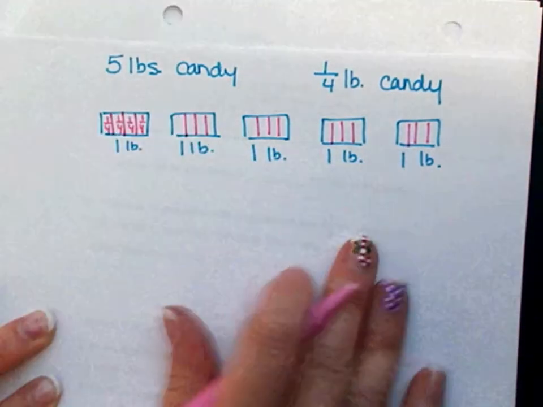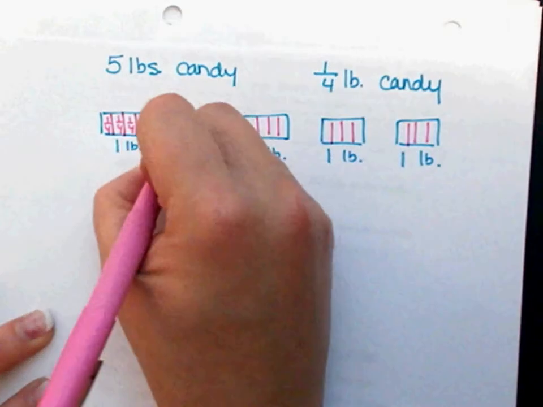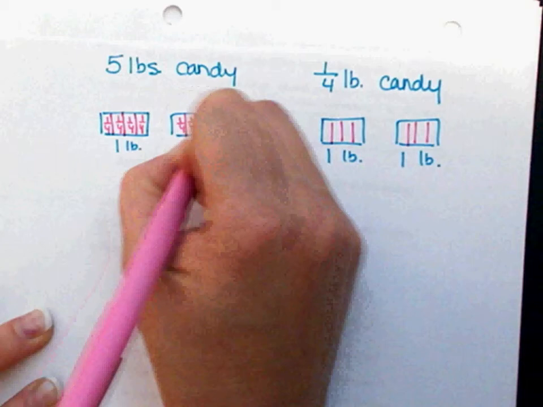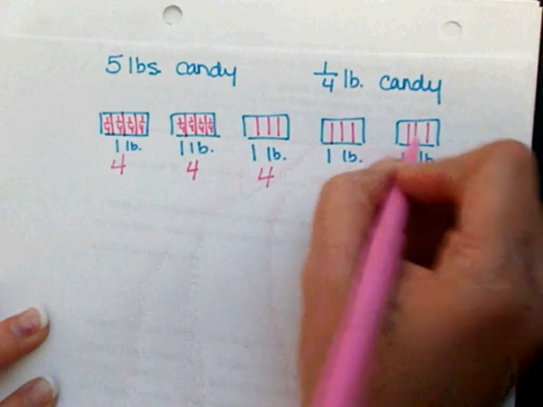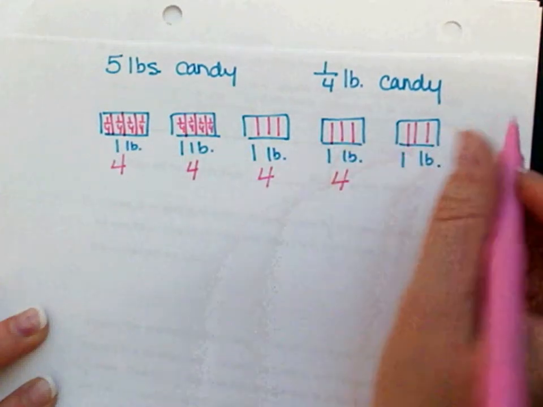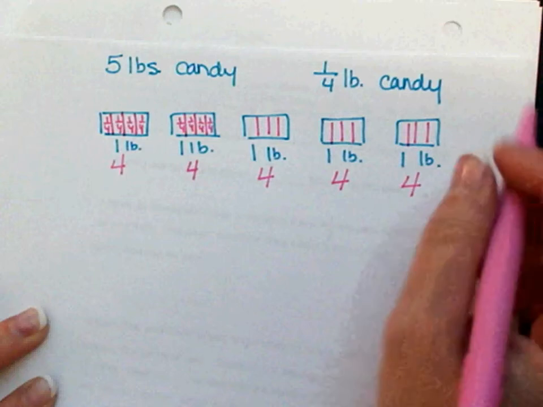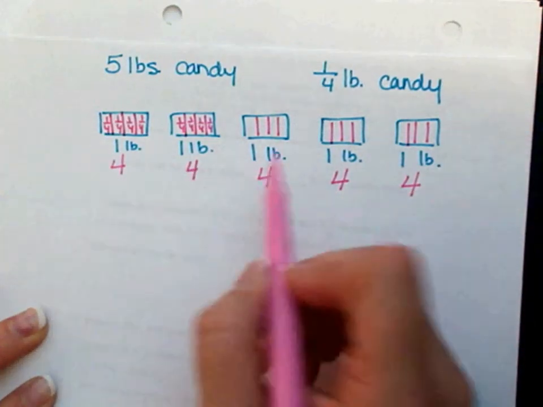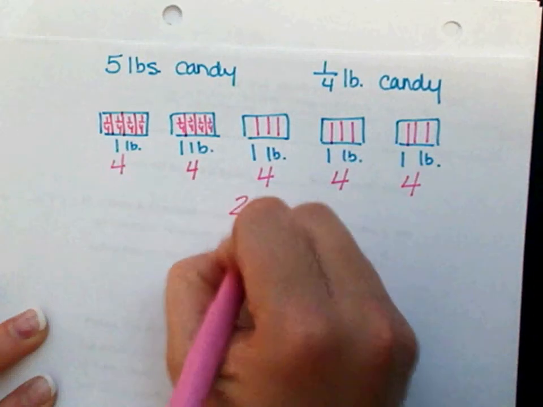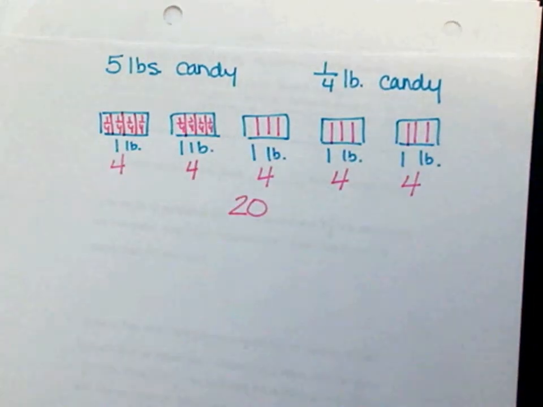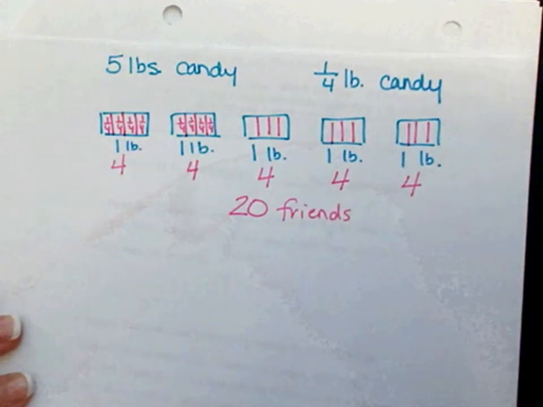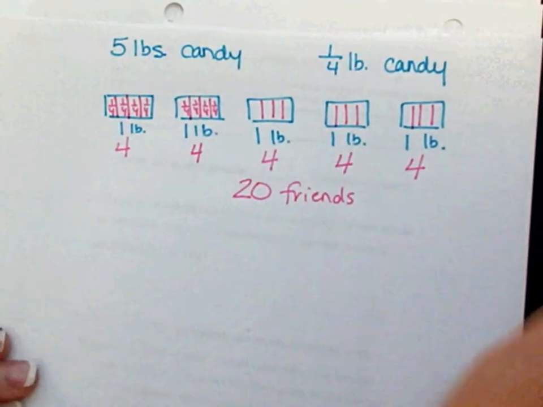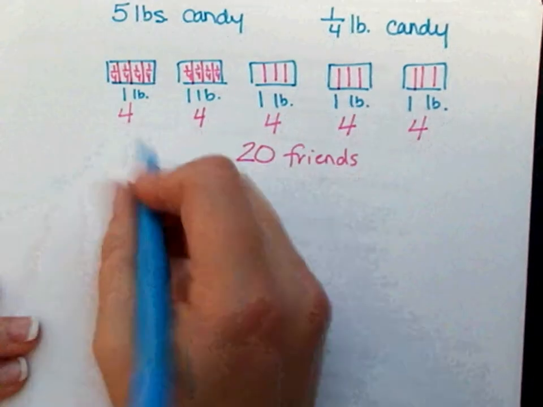Once I do that, I know that this is a fourth, this is a fourth, this is a fourth, and this is a fourth. Same thing is going to happen all the way to the end. So I know I have 4 fourths in the first one, 4 fourths in the second one. That means I'm going to have 4 fourths in the third, 4 fourths in the fourth, 4 fourths in the fifth. Well, if I add those up, 4, 8, 12, 16, 20, my answer is going to be I have 20 friends at his party. Okay, that's with the picture.